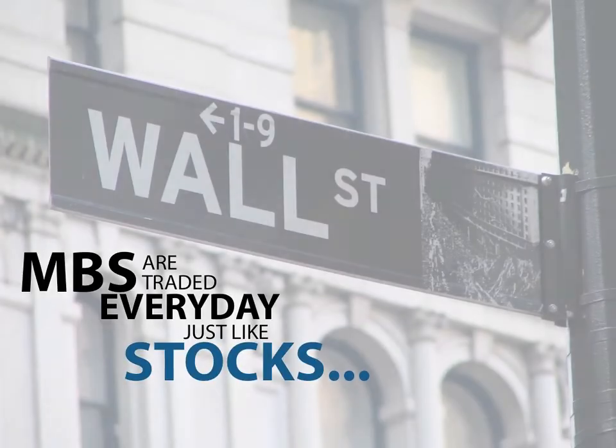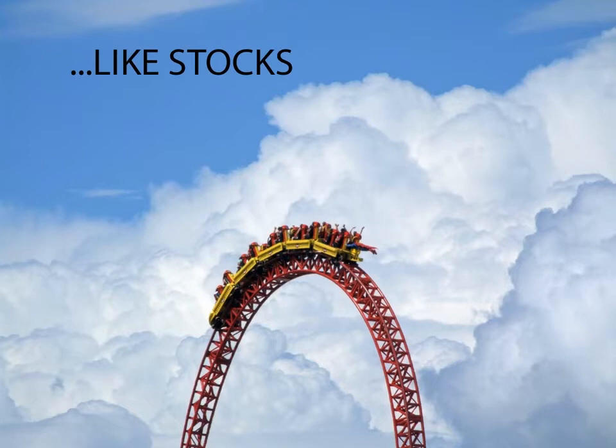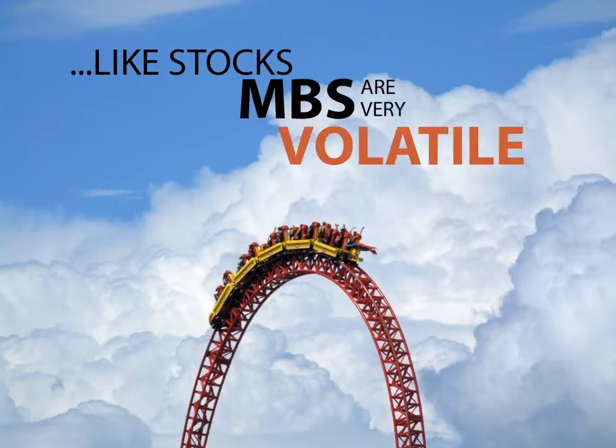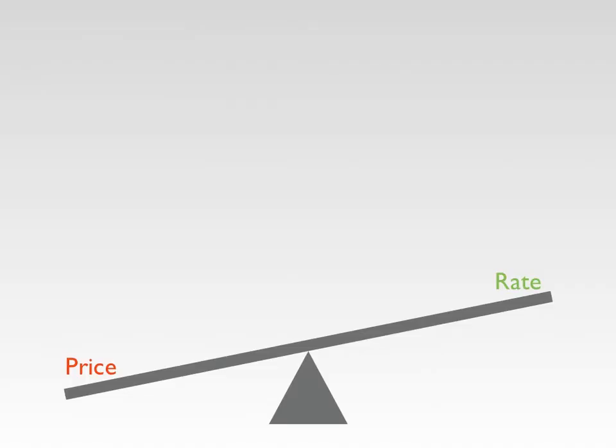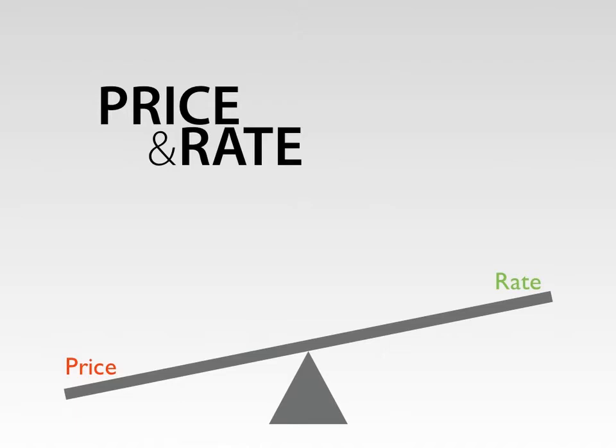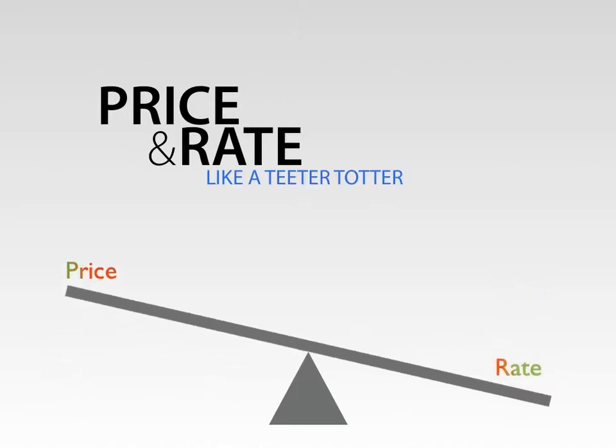Now, mortgage-backed securities are traded every day just like stocks. And, like stocks, mortgage-backed securities are very volatile, meaning that they move up and down throughout the day and from day to day. Now, the price of these bonds and the mortgage rates that are tied to them move a lot like a teeter-totter, meaning that when one goes up, the other goes down, and vice versa.